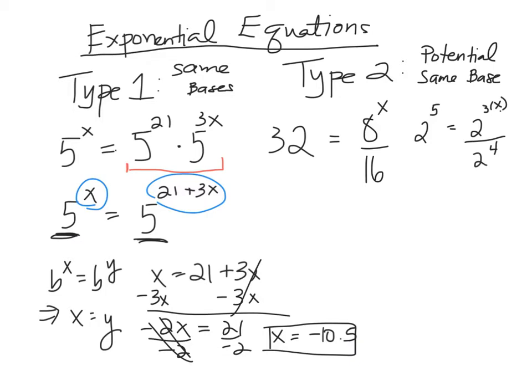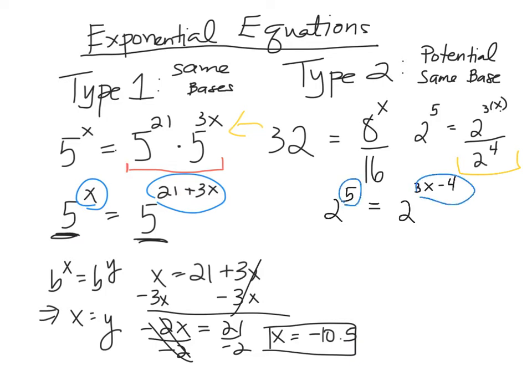So now this equation becomes 2 to the 5th power equals, so when we multiplied over here, we added the exponents. So when we divide, we're just going to subtract the exponents. So we'll get 2 to the 3x minus 4. So now the bases are the same. So we've manipulated our problem to get it to look like something we know how to do.